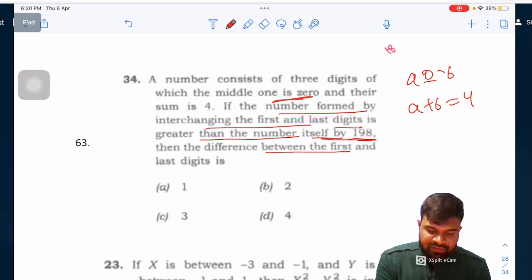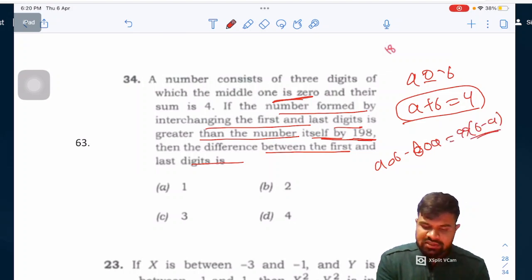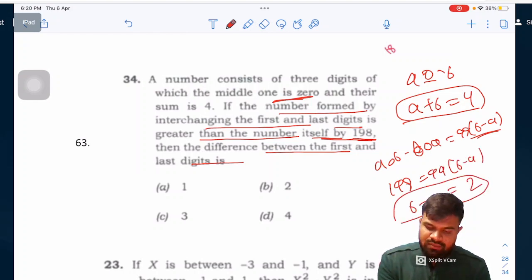198. The difference between the first and the last digit. See, A plus B is 4, but that doesn't matter. So reversing the digits, again reversing the digits: A0B minus B0A is equal to 99 into (B minus A). 99 into (B minus A), that is 198. 198 is 99 into (B minus A). That means B minus A is equal to 2.